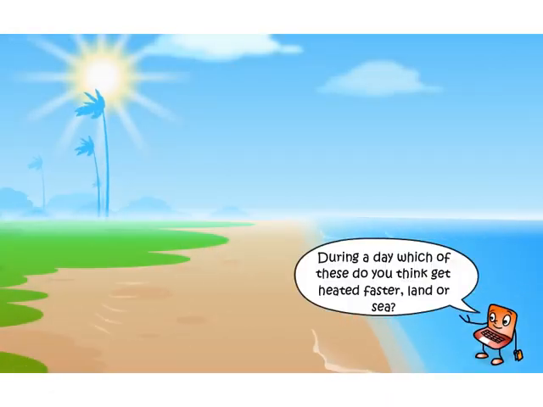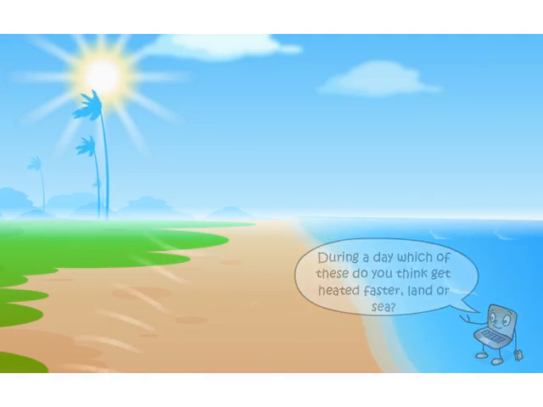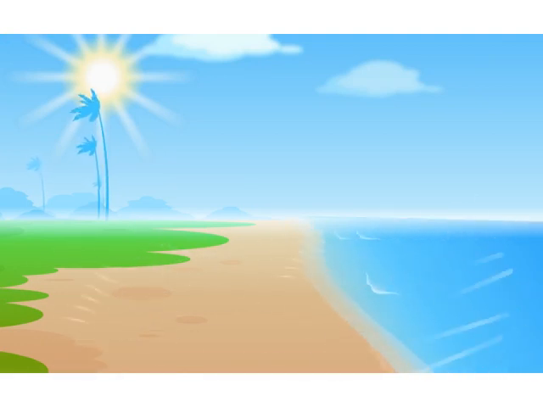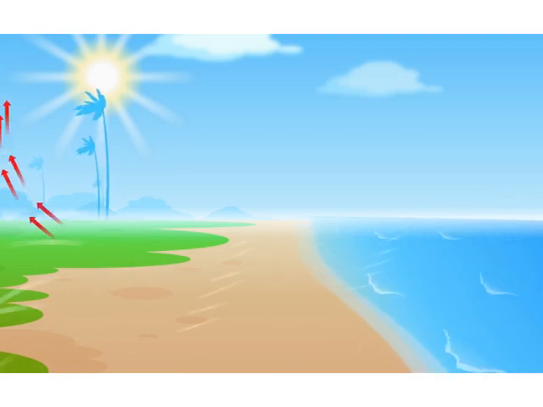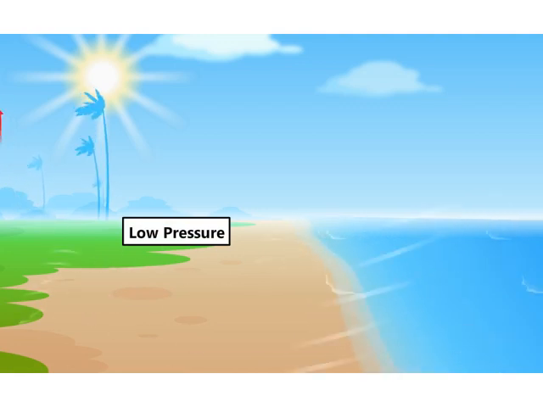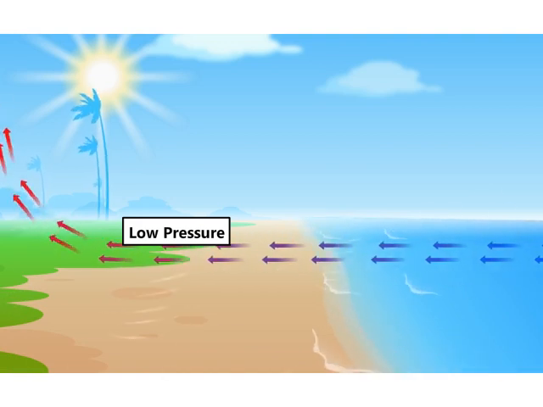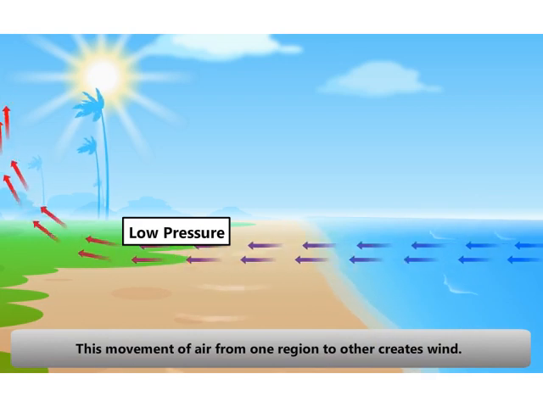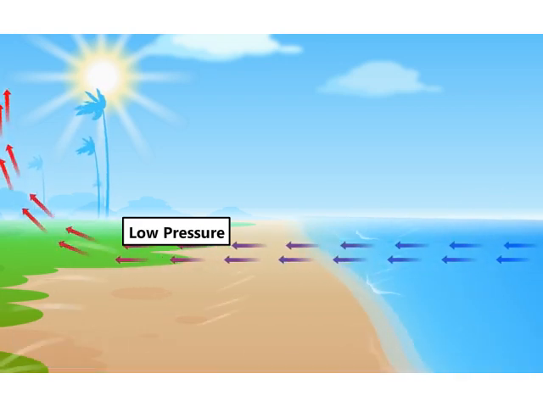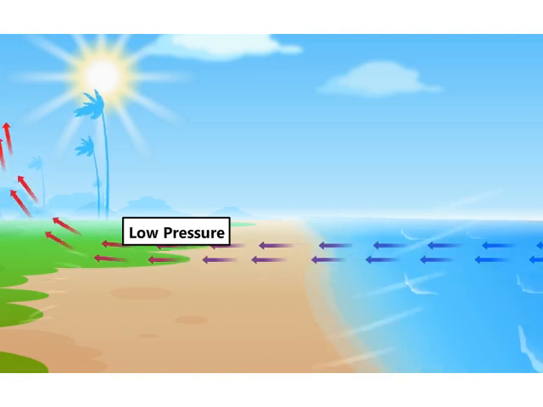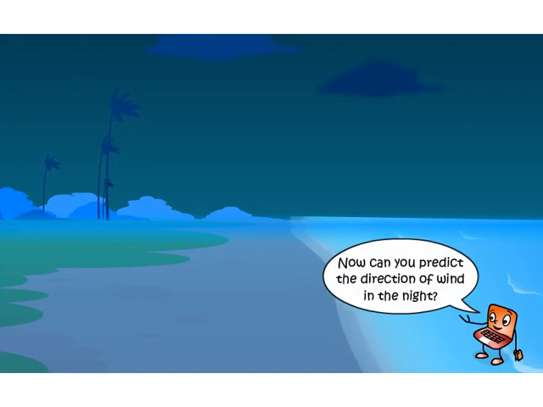During a day, which of these do you think get heated faster, land or sea? Recall the experiment. Since land gets heated faster than water, during a day, the air above the land in a coastal area gets heated up faster and starts rising. As air rises, a region of low pressure is created over the land. But still, the air over the water would be cool, and this air moves towards the area of low pressure over the land. This movement of air from one region to another creates wind. That is why, during the day, the direction of wind in a coastal region is from the sea to the land. Now, can you predict the direction of wind in the night?